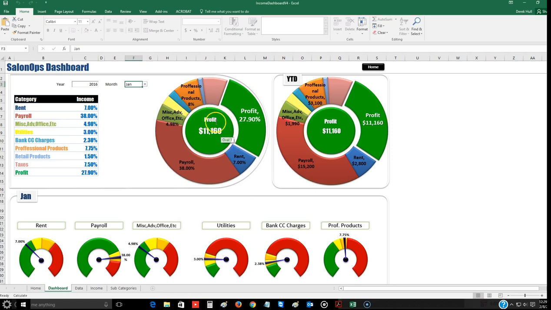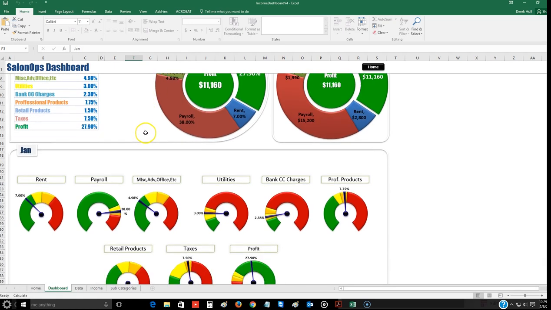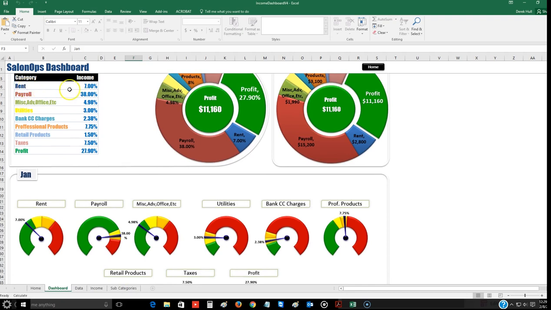Here is your profit for the month, obviously. Here is your profit percentage of income. So this 27%, that's a really strong percentage towards income. This is your year to date. As you add month to month to month, this keeps a tab on all your expenditures year to date. Over here is your columns. If you don't want to look at the pie charts, you can look right here. Rent, 7%. Now, all these percentages are the percentage of the total amount of income you brought in.